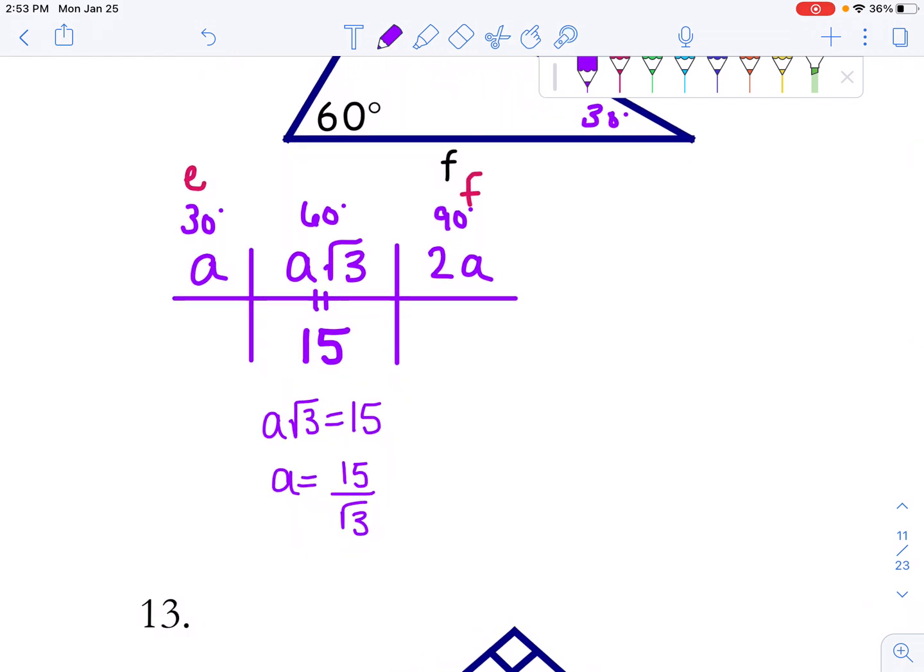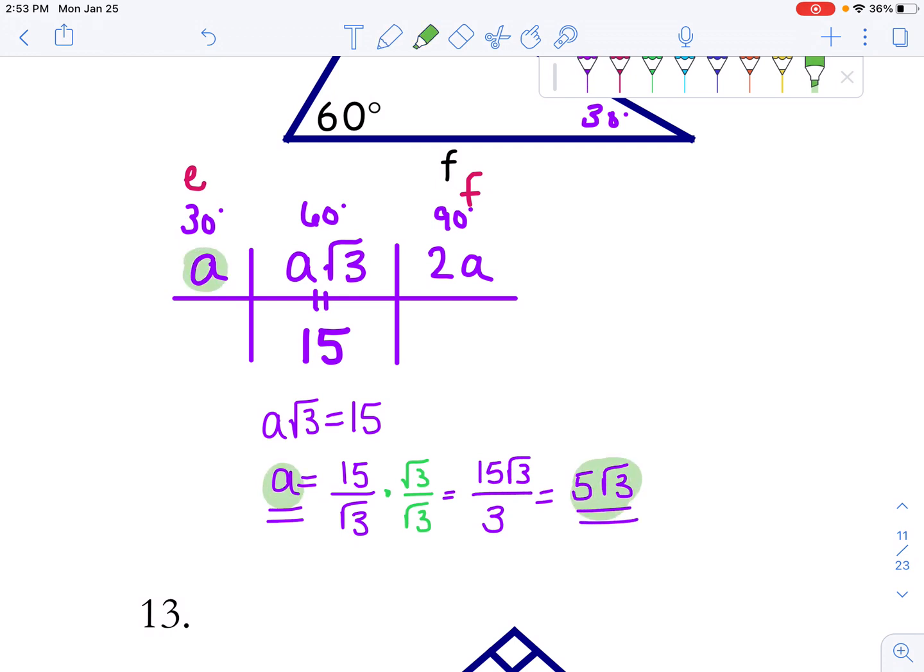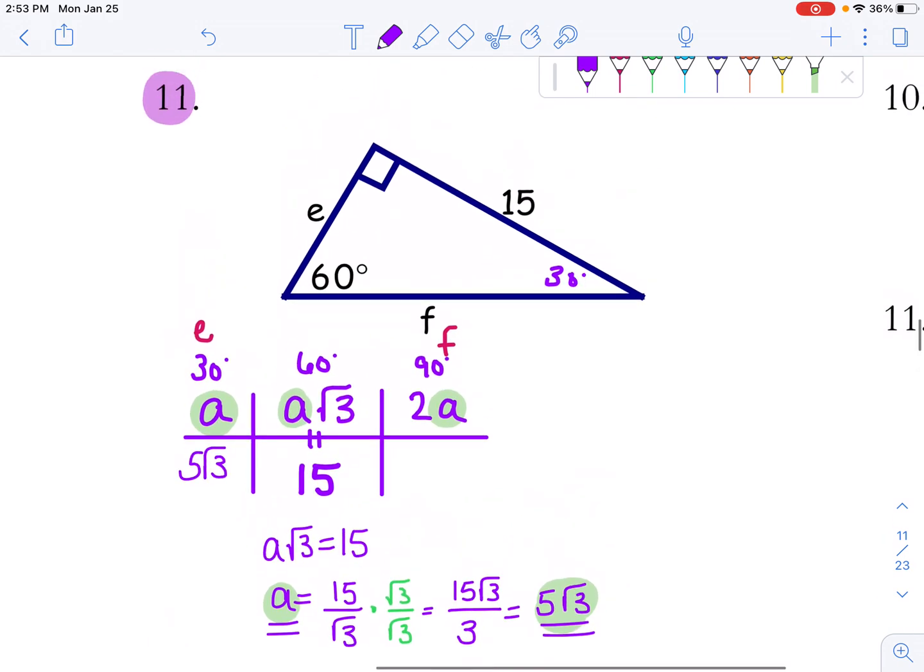Now, in order to finish, I have to rationalize. We can't leave our answer with that root 3 in the denominator. So I'm going to multiply by root 3 over itself and get 15 root 3 over 3. Now 15 divided by 3 simplifies to 5. This is what a equals, right? a equals 5 root 3. So wherever I see a, I can put 5 root 3. So that means the side opposite the 30 is 5 root 3.